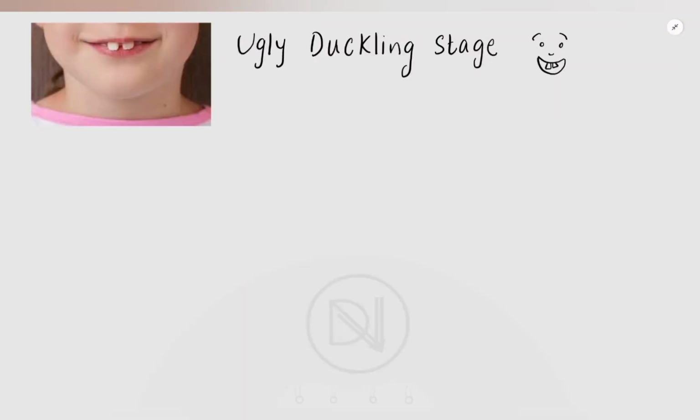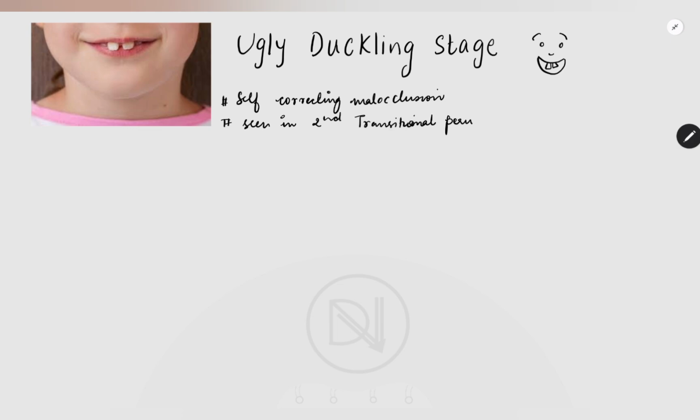Now we are going to read about the ugly duckling stage. This is a self-correcting malocclusion. Usually it is seen in the second transitional period and occurs during the age of 8 to 9 years. This situation was described by Broadbent.